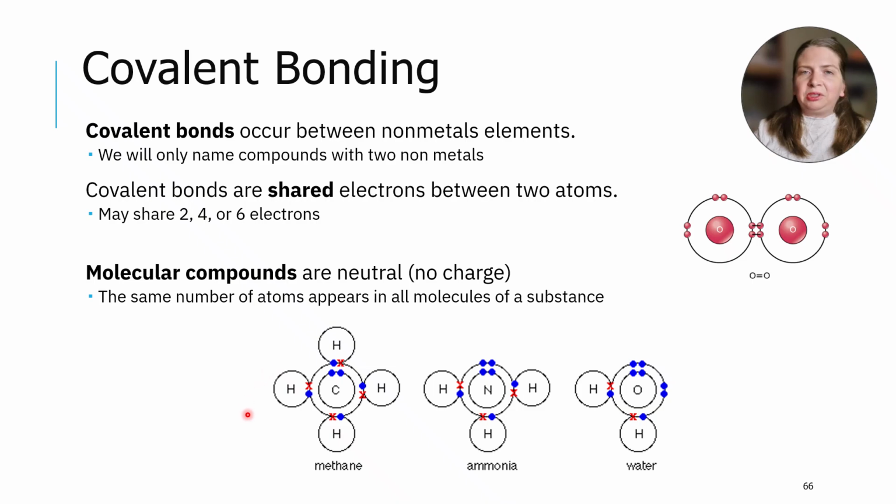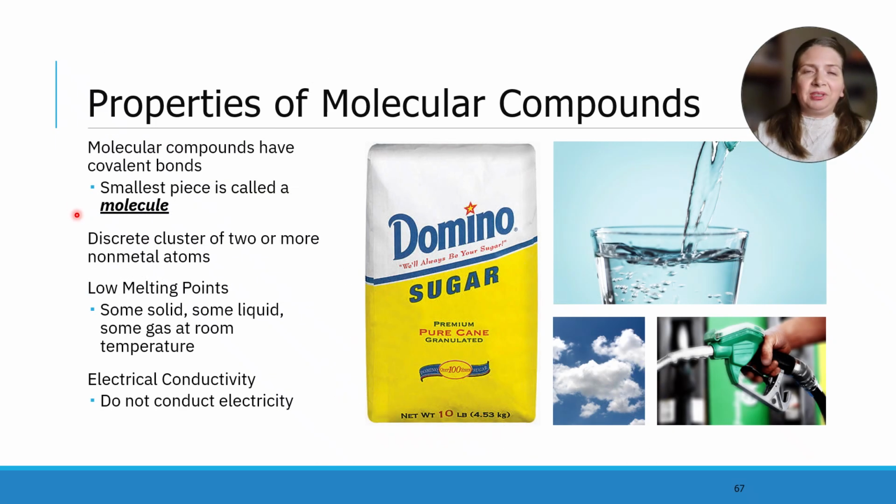These diagrams show the molecules methane, ammonia, and water. The electrons from the hydrogen atoms are shown in red, and the electrons from the carbon, nitrogen, and oxygen atoms are shown in blue. The shared pairs of electrons, consisting of one electron from each atom, make up the covalent bonds that hold the molecule together. The smallest piece of a molecular compound is called a molecule. A molecule is a cluster of nonmetal atoms bonded together.